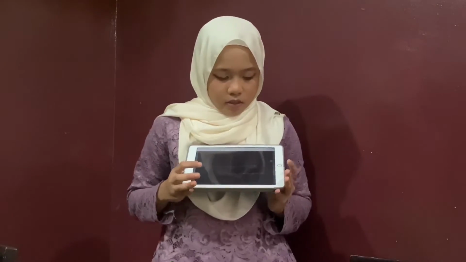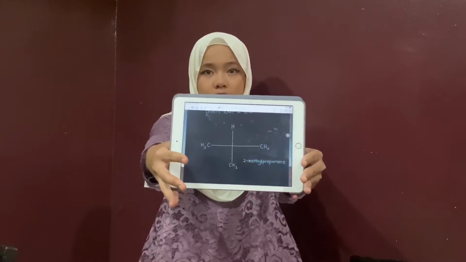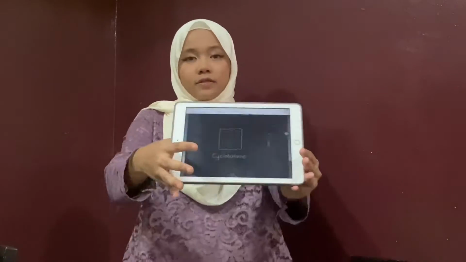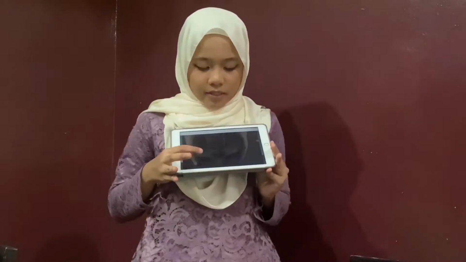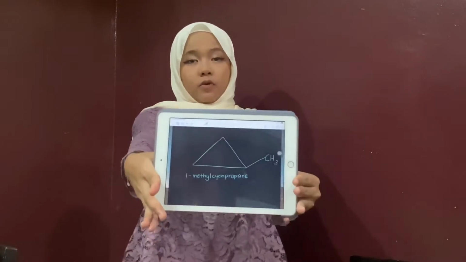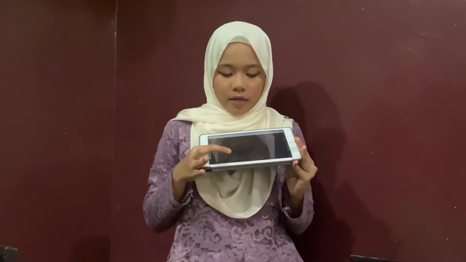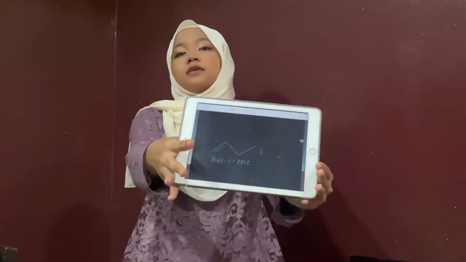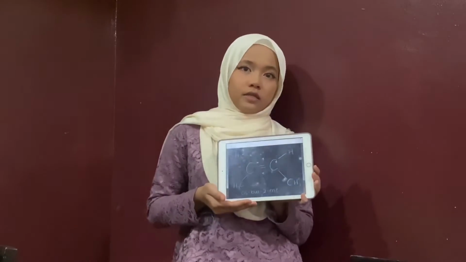So for trans-but-2-ene, we have 4 structural isomers. The first structural isomer is 2-methyl-propane, as you can see. And the next structural isomer, we have cyclobutane. The next structural isomer is 1-methyl-cyclopropane. And then lastly is but-1-ene. For stereo isomer, we only have 1 stereo isomer for trans-but-2-ene, which is cis-but-2-ene. For the optical isomer, trans-but-2-ene does not have it. So I think that's all for compound B. Move on to compound C.